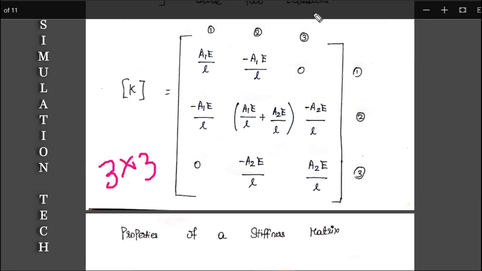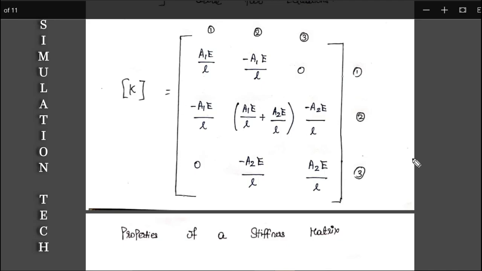If we have 10 nodes, what will I get? A 10 cross 10 matrix. Simple. Imagine if your model has 1 lakh nodes, how big a stiffness matrix will you get? A 1 lakh into 1 lakh order. So obviously, if you mesh a particular model as fine as possible, the calculation time will drastically increase. So a good CAE engineer or mesh engineer will create an optimum mesh.